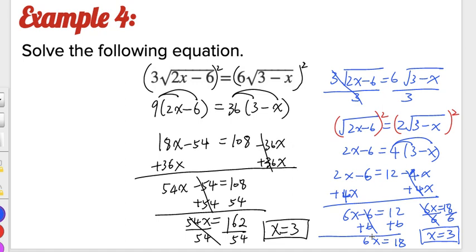Hello everyone, welcome back. In this video, we are going to continue the conversation about radical equations, and we are going to see some special examples to see what happens to the solution. How is it that we can have some cases like no solution at all? So in the previous video, we checked a lot of examples.